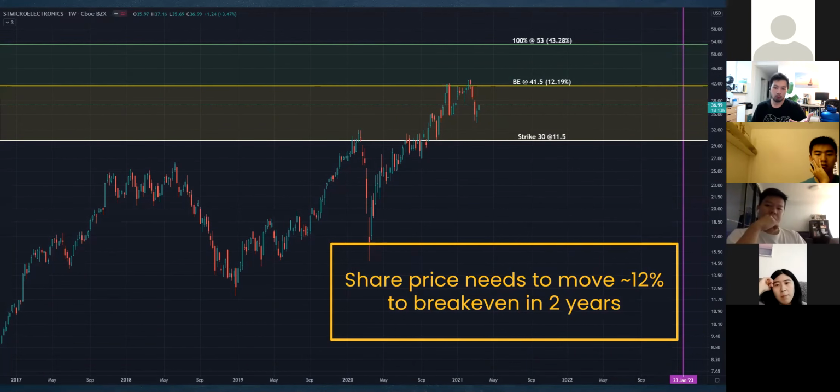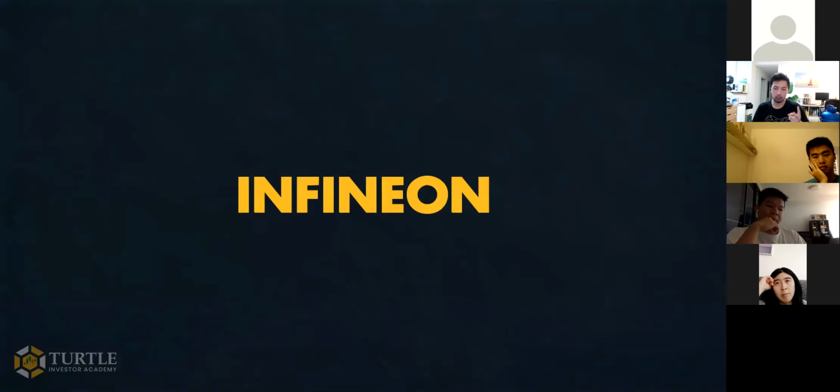So for the booster strategy, for buying a call option, we are able to get to the break even if the share price moves roughly 12%. The share price needs to move 12% within that 2 years to get to the break even. So this is something that you can do. And the second company is a German company, Infineon.